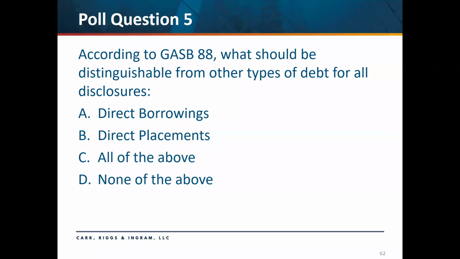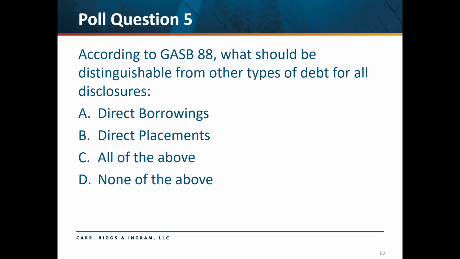Number 5, I'll read it out, and as always, I'll leave it on the screen. So question 5 asks, according to GASB 88, what should be distinguishable from other types of debt for all disclosures? Is it direct borrowings, direct placements, all of the above, or none of the above? And I'll let you proceed whilst people have time to answer.